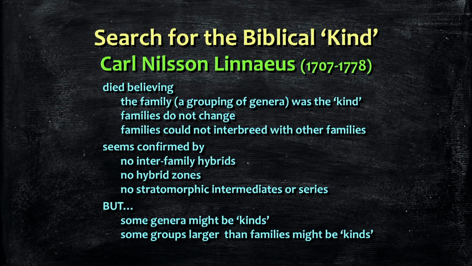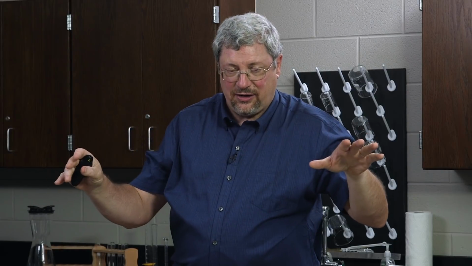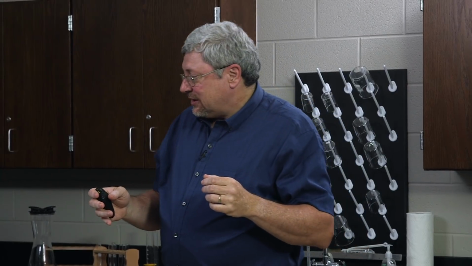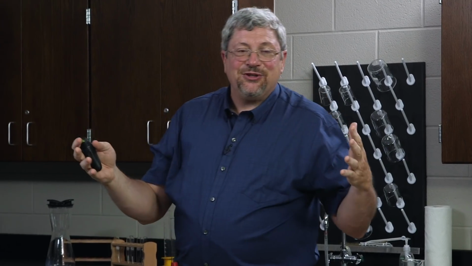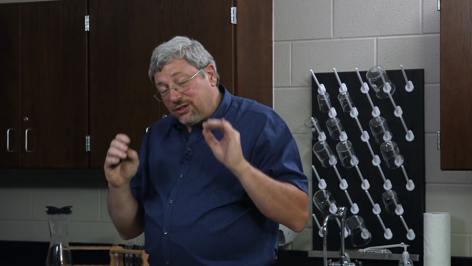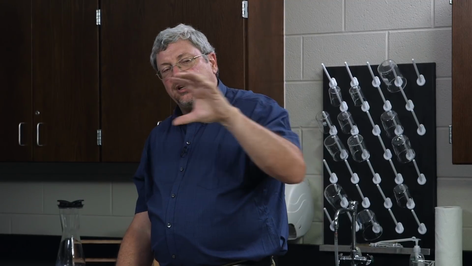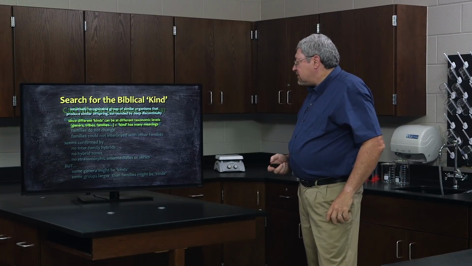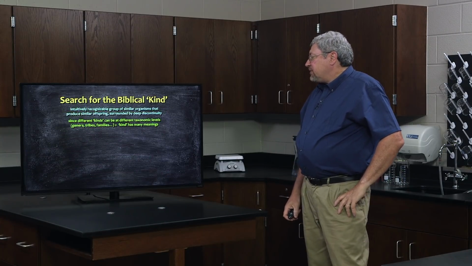It probably, roughly, we think, and we're still working this out, we have a lot of work to do to identify the created kinds. People who are not creationists have been doing this for hundreds of years. Creationists have only been doing this for a few decades. So we're by no means anywhere close to finishing this. But it looks like most of the created kinds are about the level of the family. But some genera may be created kinds, and some higher taxonomic group, like superfamilies, might be created kinds.